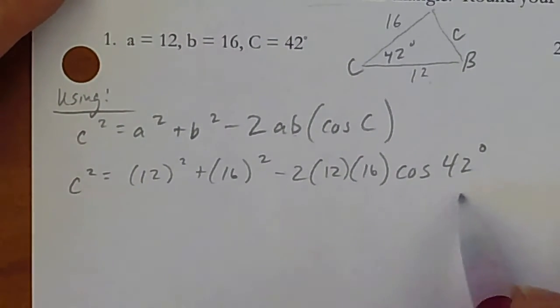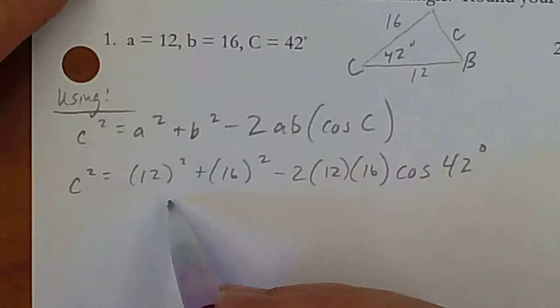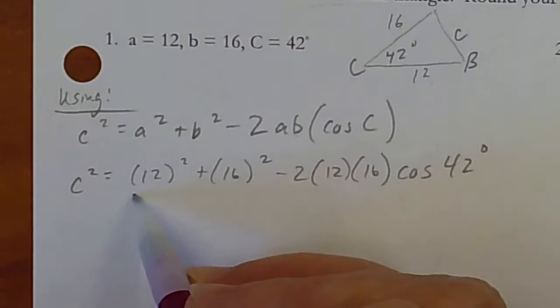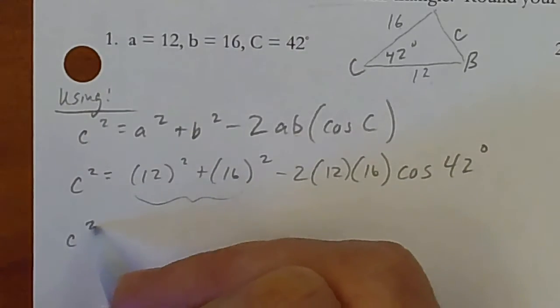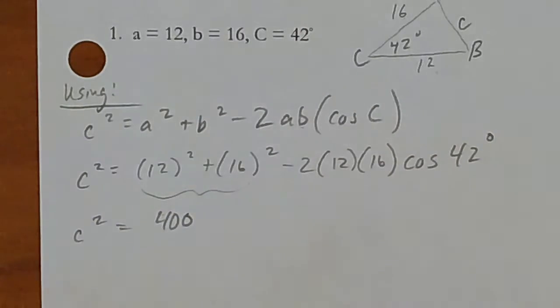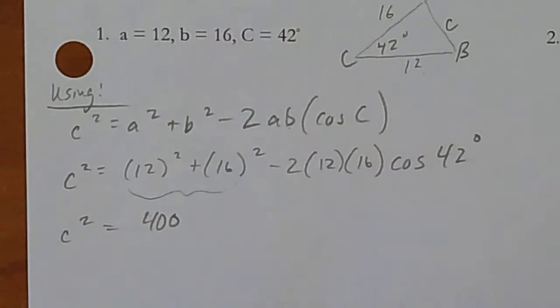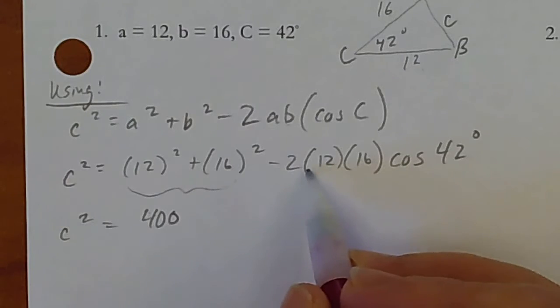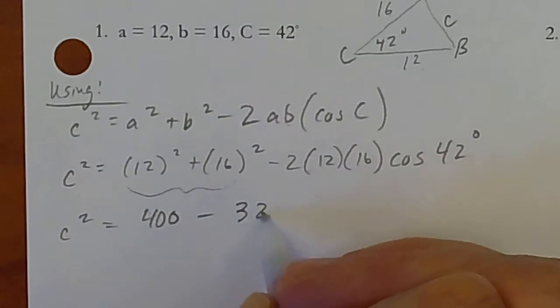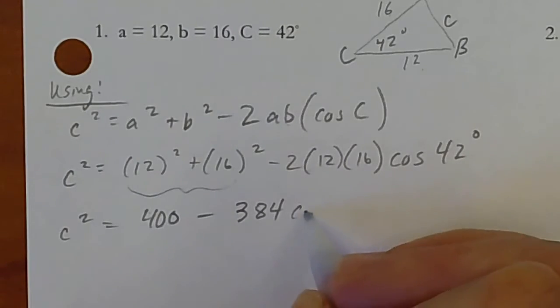Okay, so I have all the numbers I need now to figure this out. I'm just going to simplify it a little bit before we go to the calculator, just so I don't have so much to take the square root of. It could cause some mistakes. So here I have some of these calculations already, but 12 squared plus 16 squared. When I add those together, I get 400. Okay, 2 times 12 is 24. 24 times 16, I have that number too. That's 384. Cosine 42.